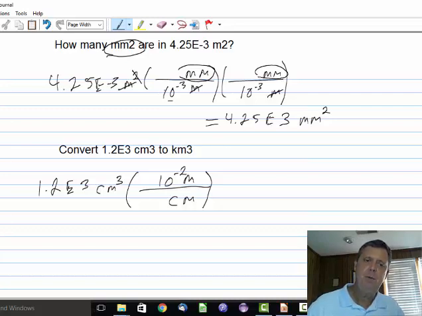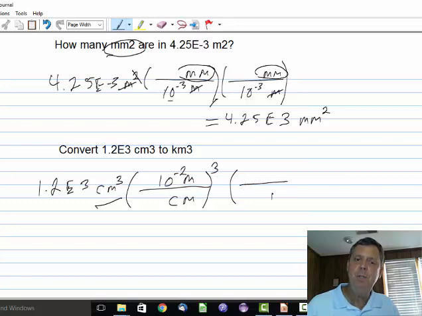I could write it out 3 times, or I can just cube this entire thing. It's the same as doing it 3 times. That will cancel out my centimeters cubed and will give me meters cubed on the top. So now I need to get rid of my meters cubed, so I'll put meters on the bottom and kilometers on the top, which is what I'm trying to get to, except I want it cubed. So 1 kilometer, of course, is 10 cubed, or 1,000 meters. And of course, this has to be cubed also.